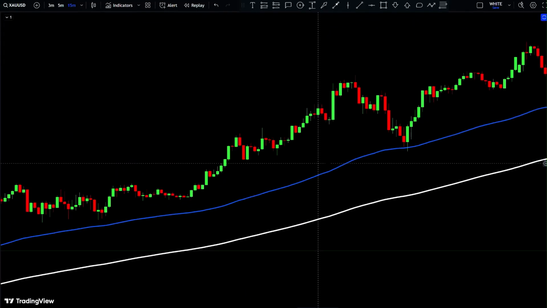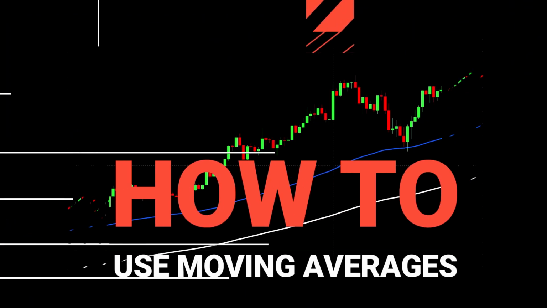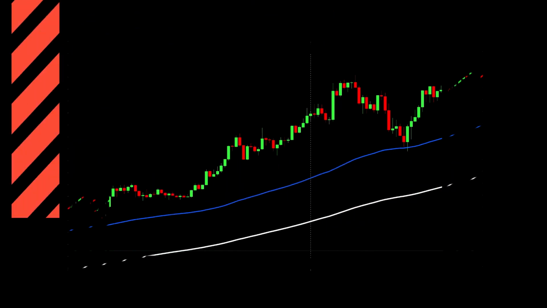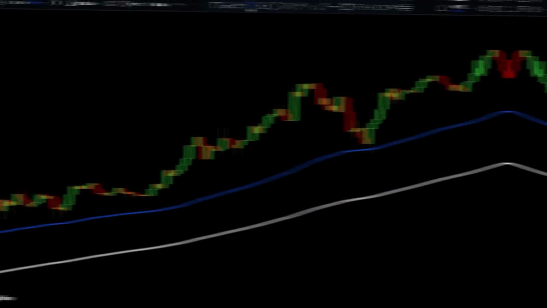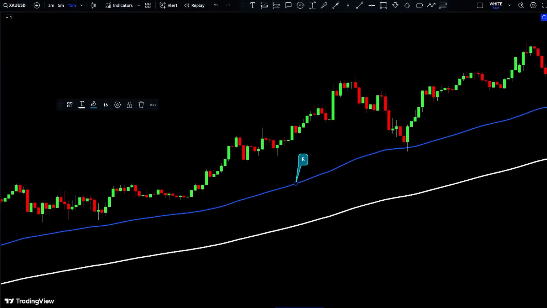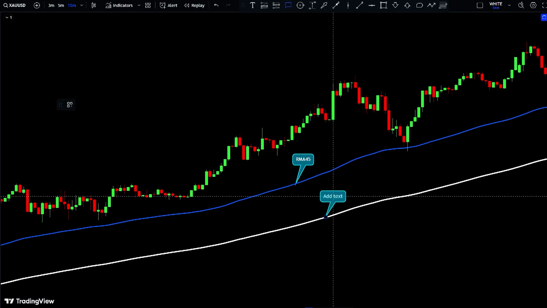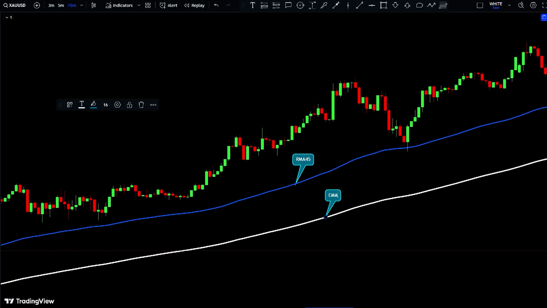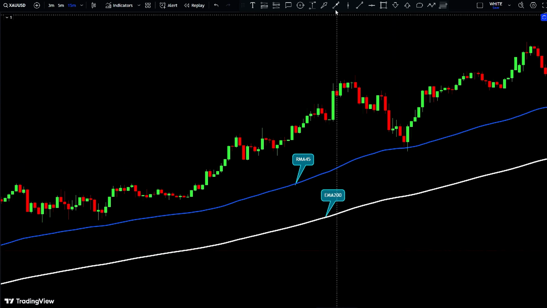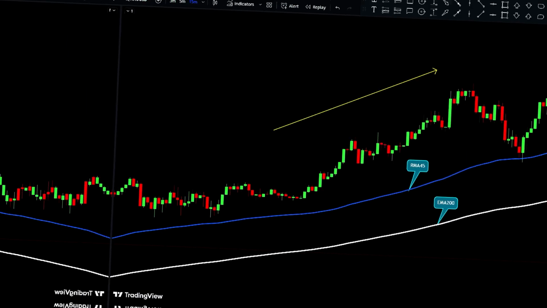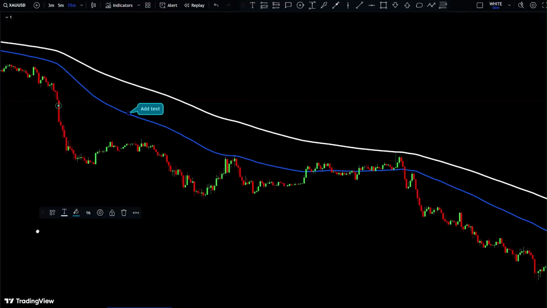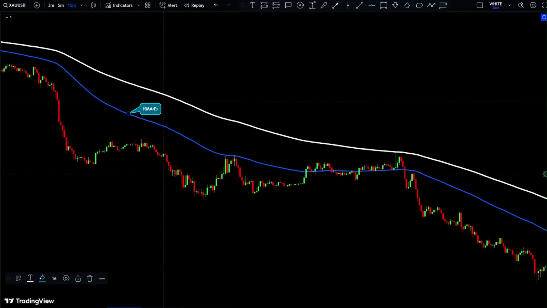Now, how we use these lines, the 200 EMA and 45 RMA, to identify trends in the market and make informed financial decisions. Let's break it down. In an uptrend, we'll typically see the price trading above both the 200 EMA and the 45 RMA. The 45 RMA will often act as a dynamic support level, meaning the price tends to bounce off it. Conversely, in a downtrend, the price will trade below both lines. The 45 RMA will then act as a dynamic resistance level, where the price struggles to break through.